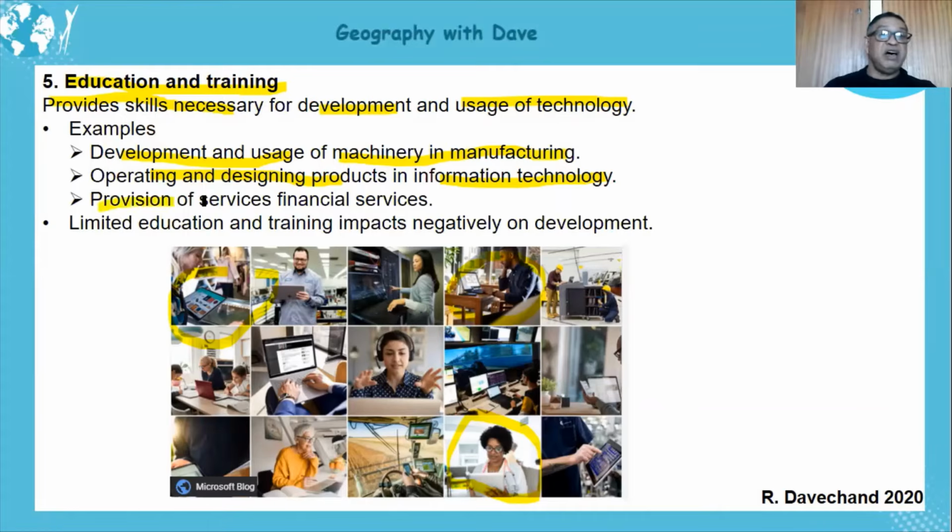Provision of services in financial services, banks, etc. Actuarial scientists, telling you about investing, your people in the stock exchange who are trained to invest your money. Just examples that they are. All right. And of course, limited education and training impacts negatively on development.